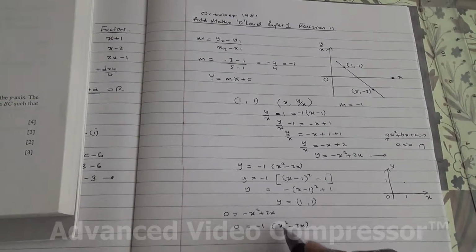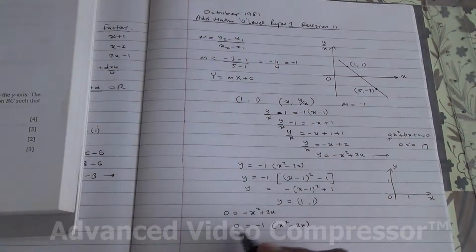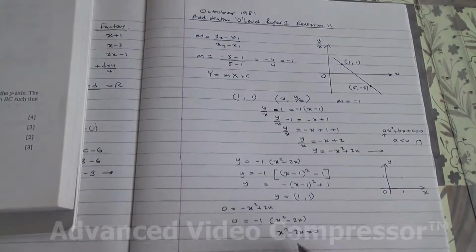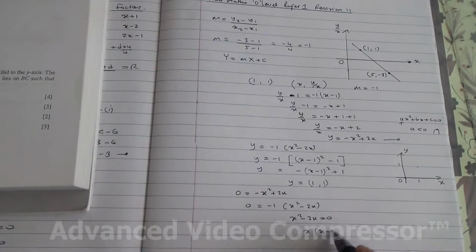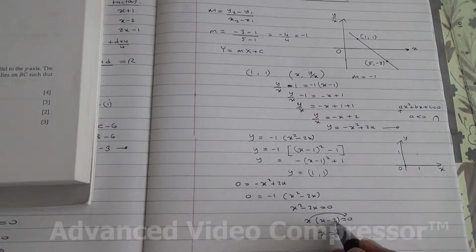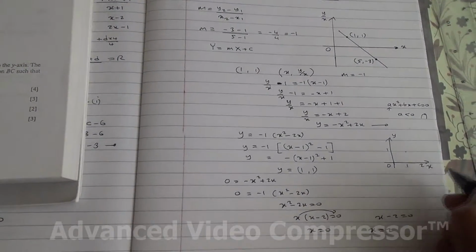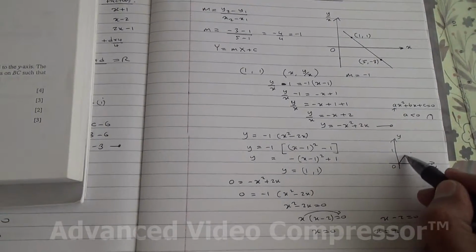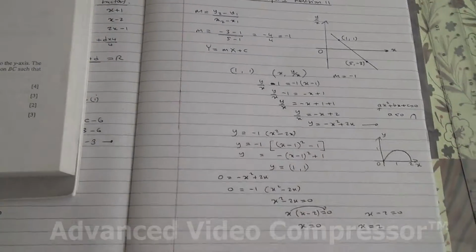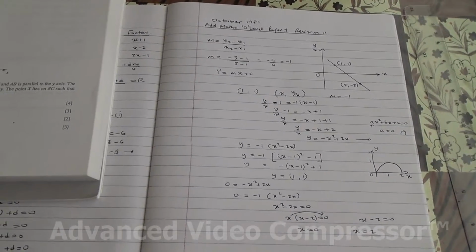Solving that, I'm going to factorize this. We can send the minus 1 to the other side, and we are left with x squared minus 2x equal to 0. That means x into (x minus 2) is equal to 0, so x is equal to 0, and x minus 2 is equal to 0, therefore x is going to be 2. And we have 2 here and 0 here. So the curve is going to be like this. This is the curve that has been sketched for this question taken from October 1981, Paper 1 Advanced O-Level, Revision 11.